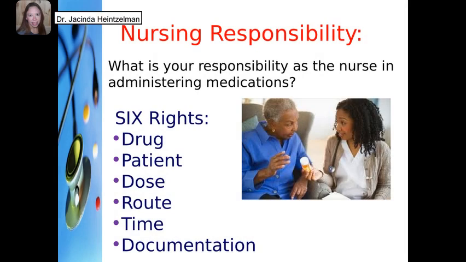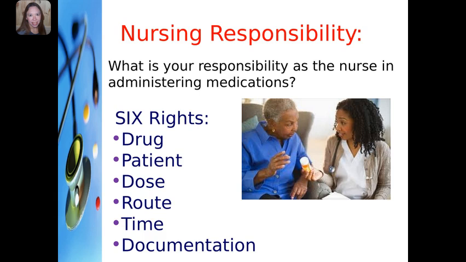Again, now we're thinking back to fundamentals. So what exactly is the nursing responsibility? What is your responsibility when it comes to administering medications? Remember back to those 6 rights? Well, make sure you're giving the right drug to the right patient. You're giving the right dose.